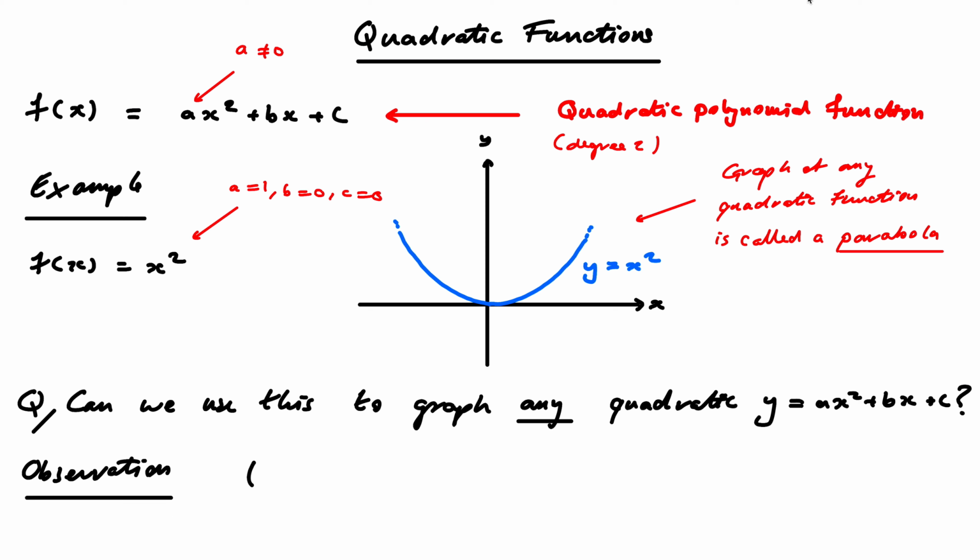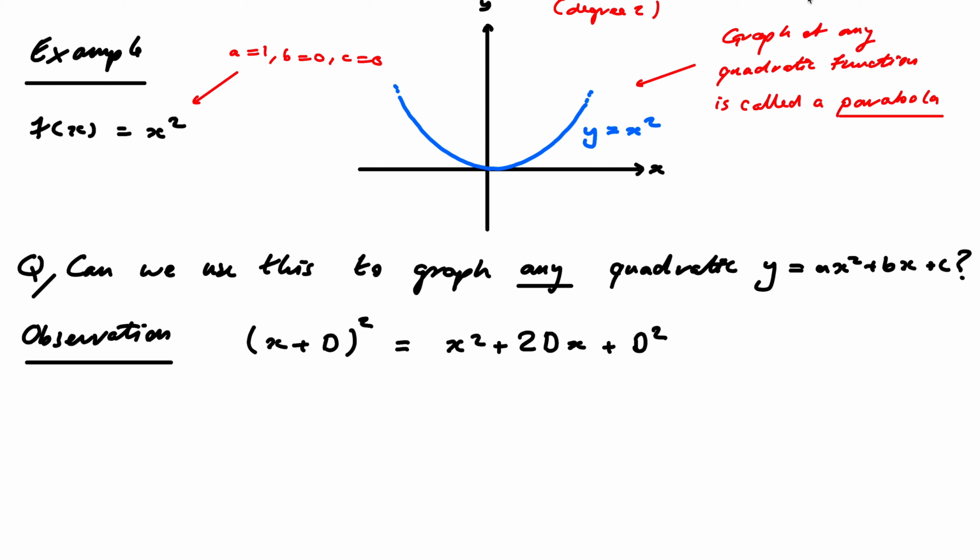If I was to give you an expression in the form x plus, let's say, capital D, where that's a constant, squared, of course I can FOIL this, and I would get x squared plus 2dx plus d squared. So as an example, if I had x squared minus 2x plus 1, this could be written in a factored format if you want, x minus 1 squared.